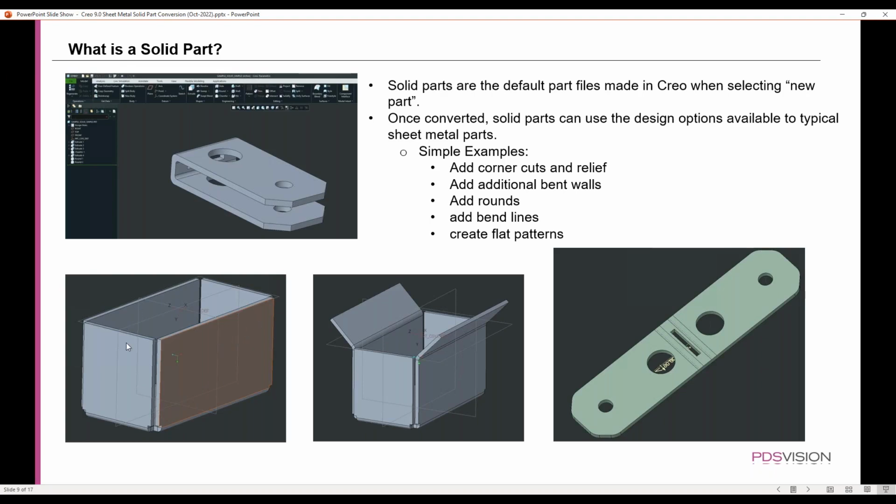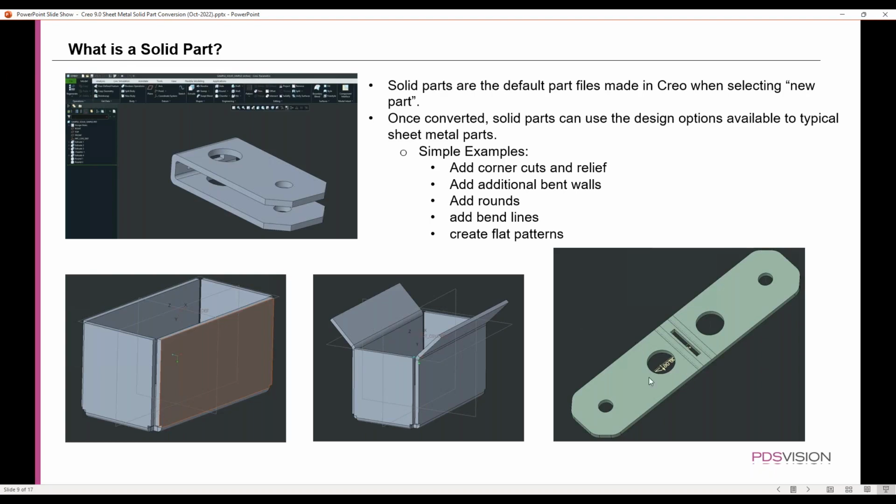So this box was just designed, a very simple box, solid, no cuts on the corners. And then when converted into sheet metal, this allowed us to add our corner relief here and our edge cuts, allowing this box to be unbent and allowing it to have a flat pattern made. And then also with rebending the box, it allows us to add in additional bent walls and bent features to that previously solid part.